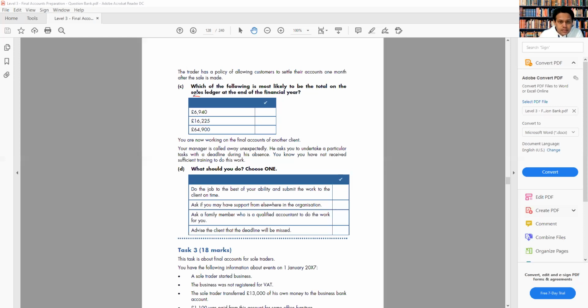Sales ledger means the credit customers, and we allow them 1 month, isn't it? 1 month after sale. So our total sales was how much? 64,900. 64,900 was our total sale for the whole year. And if I divide by 12, that will give me the average sales for every month. So 64,900, if we divide by 12, we get the sales per month. So it's 5408.